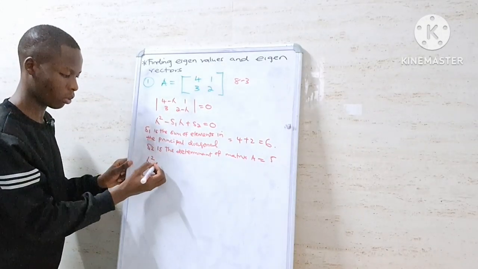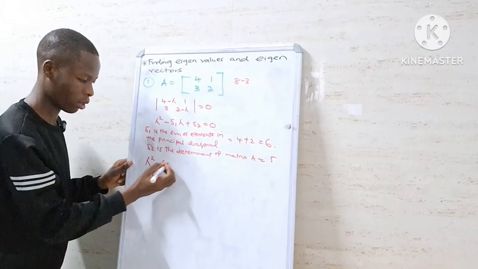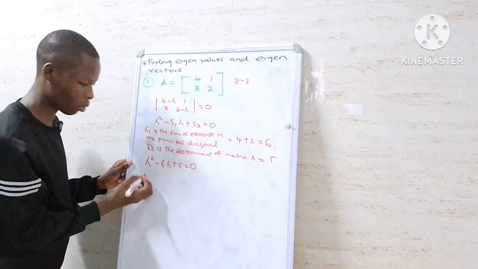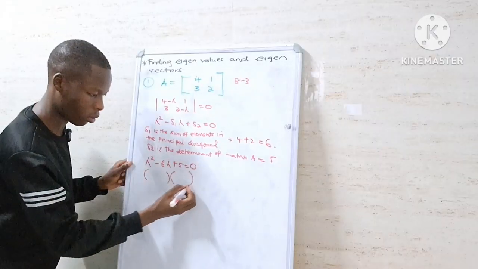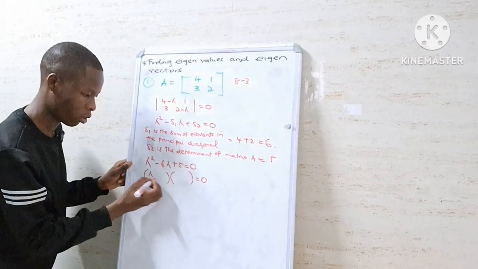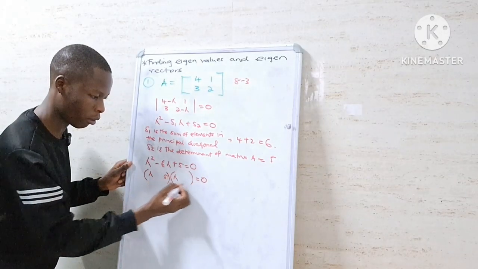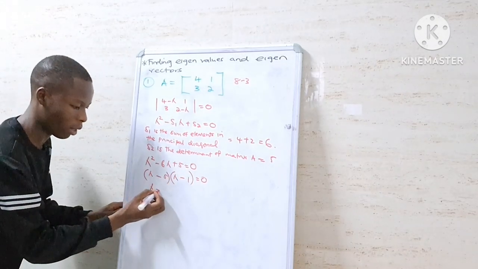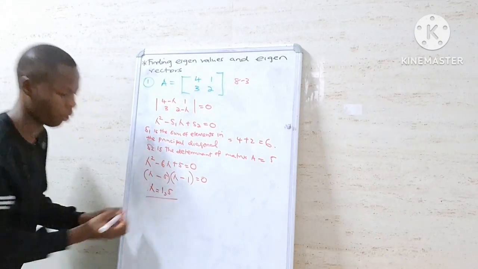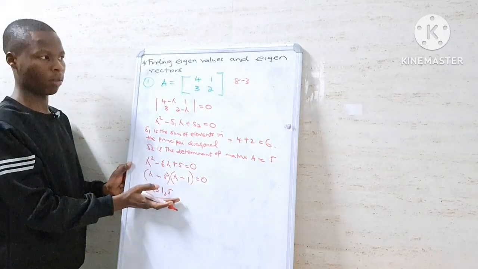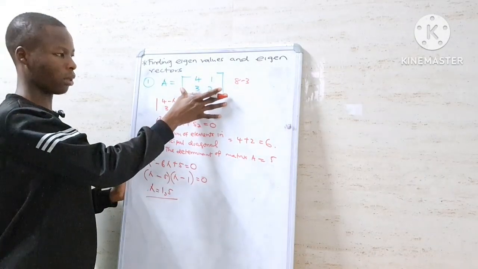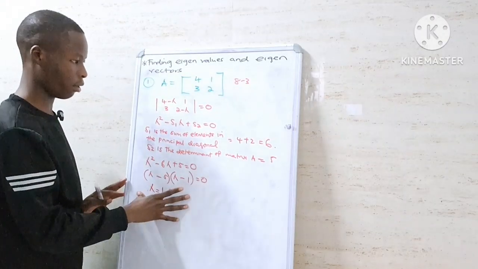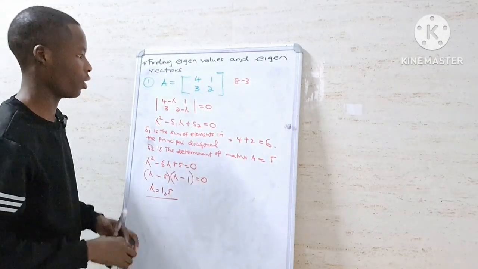This becomes lambda squared minus 6 lambda plus 5 is equal to 0. Lambda is equal to 1 or 5. These are the eigenvalues of this matrix.